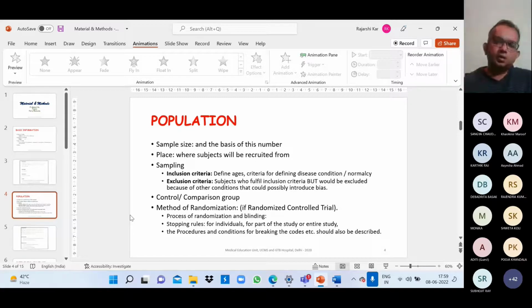And then in this also, if you are doing a randomized control trial, that will be taken up in the next session as a study design. So here also you will have to mention how you have done the randomization. Like if you are doing a drug trial, and you are giving a drug to a group and placebo to another group, how do you decide whom you are giving the drug and whom you are giving the placebo?